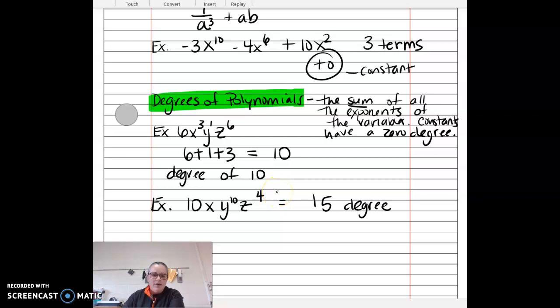So that was if we had a monomial. Remember, a monomial is just a single term in a polynomial. But what if you have multiple terms, and how do you find the degree? So let's take a look at that.